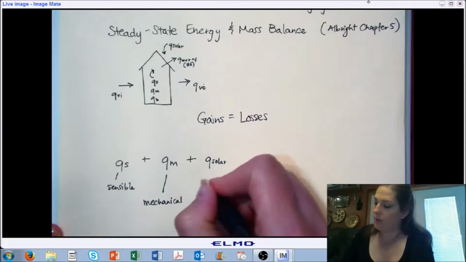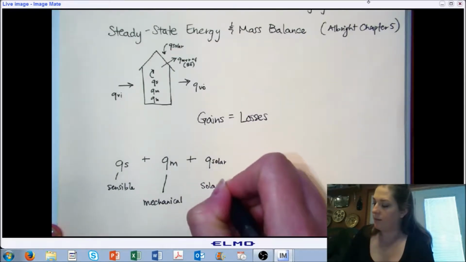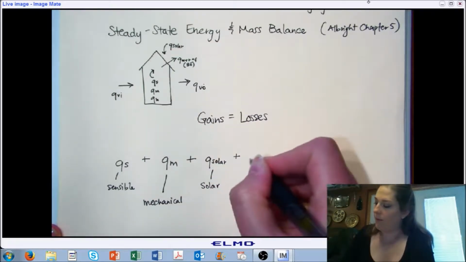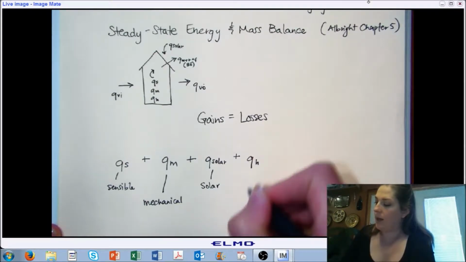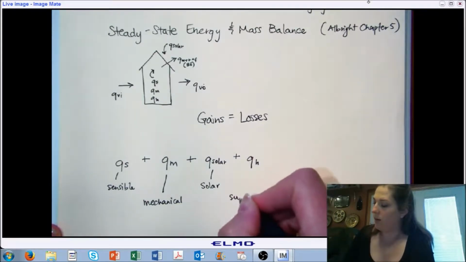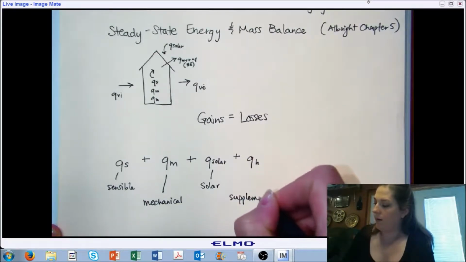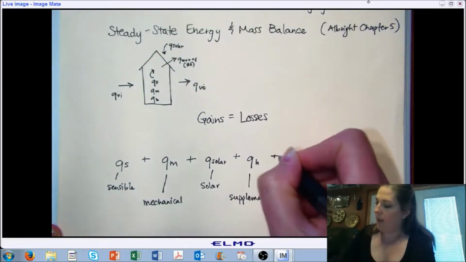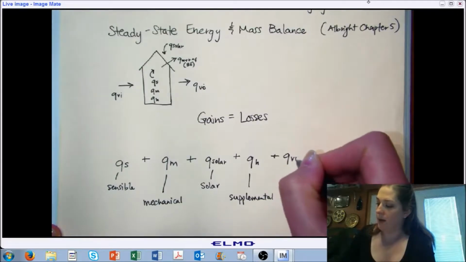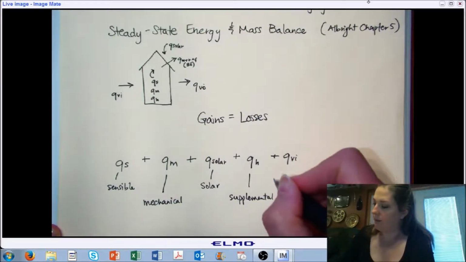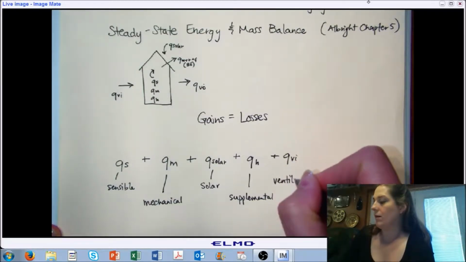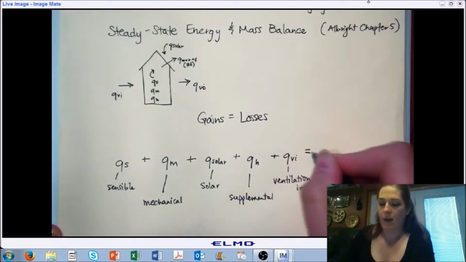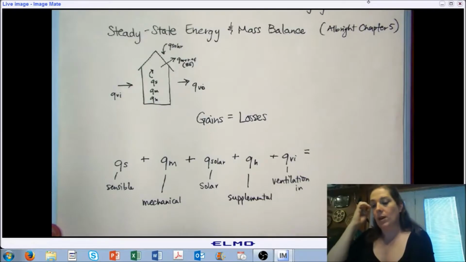You have some energy that's gained from the sun, from any heating equipment that you are running, so supplemental heating is what we're going to call that. And then the energy from the air that you're bringing into the building, from your ventilation air, it's coming in. And that is going to be equal to our losses.